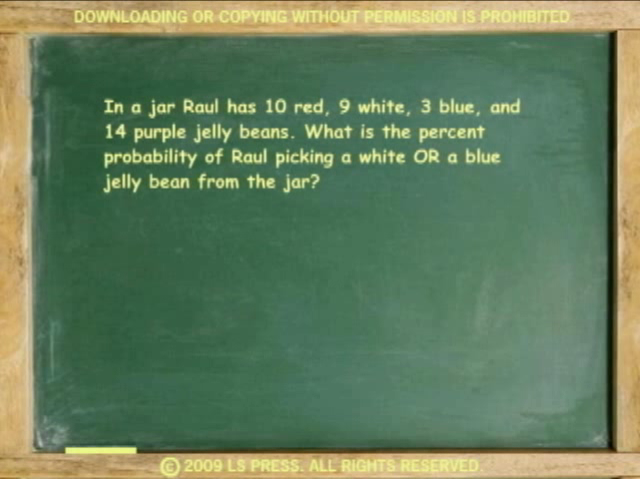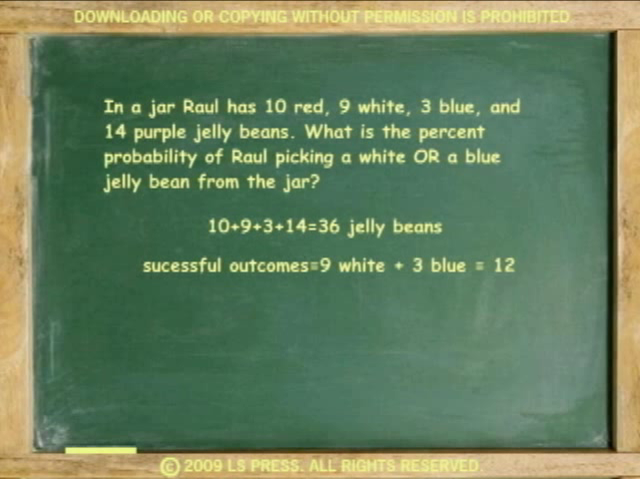For example, in a jar, Raul has 10 red, 9 white, 3 blue, and 14 purple jelly beans. What is the percent probability of Raul picking a white or blue jelly bean from the jar? 36 jelly beans in total. 10 plus 9 plus 3 plus 14. Number of successful outcomes, white jelly beans and blue jelly beans, 9 plus 3 equals 12. Number of possible outcomes, 36.